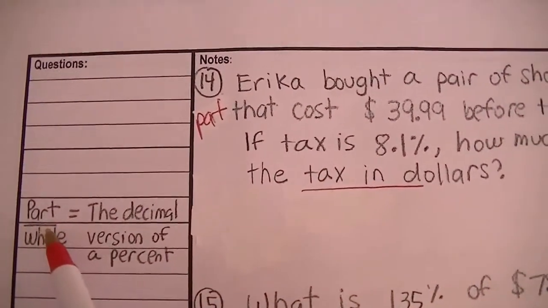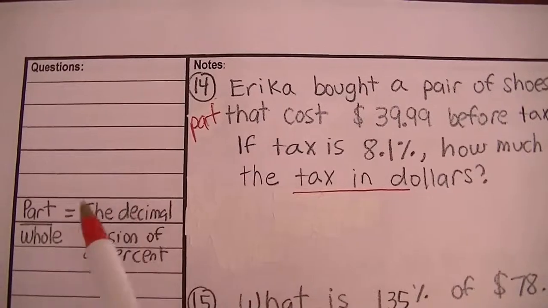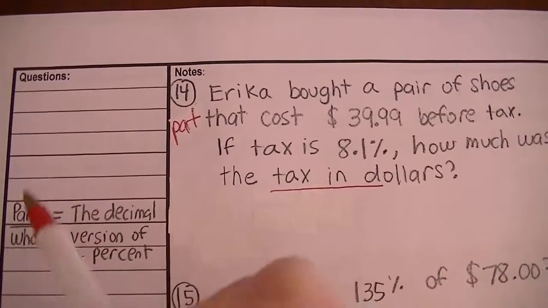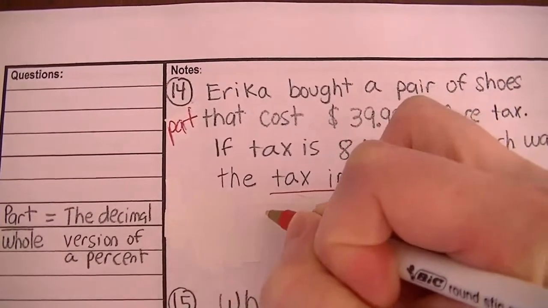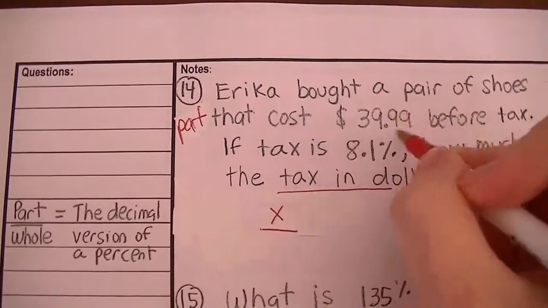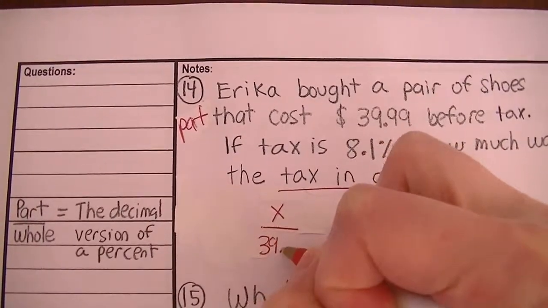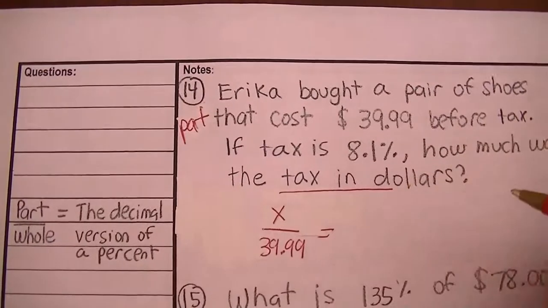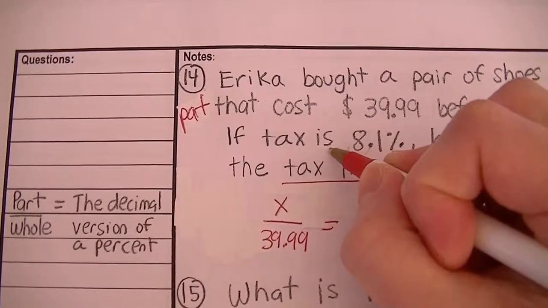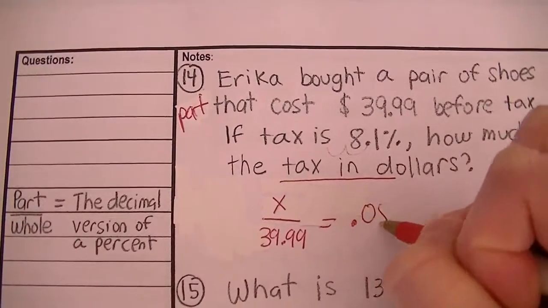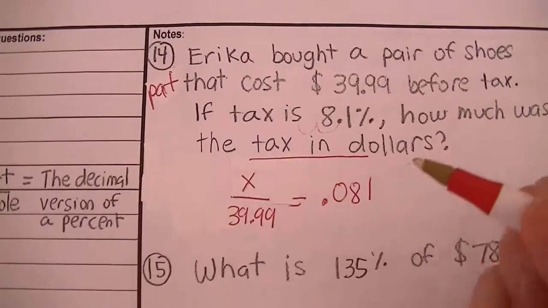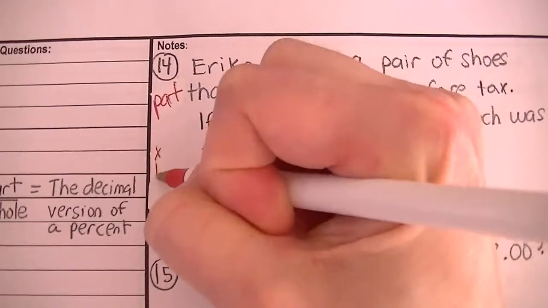So I'm going to take the part divided by the whole to give me the decimal version of the percent. We don't know the part, because that's what we're solving for. I'm going to designate that as X. Then we have to divide it by the whole, which was $39.99. And that's going to give me the decimal version of the percent. So 8.1% as a decimal would be 81 thousandths, okay?